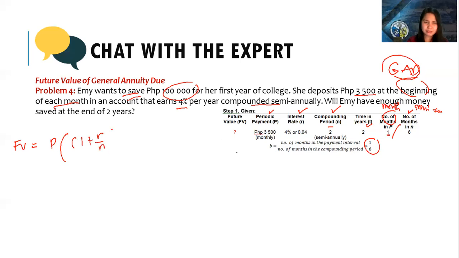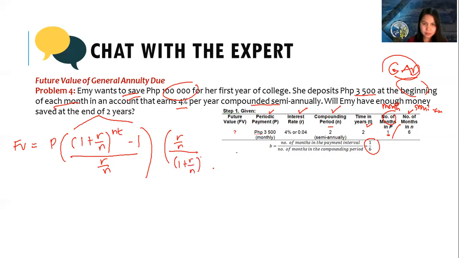Sorry, the formulas are very long. What if your calculator cannot solve it at once? You can solve this one first, then multiply by the other again. Multiply by this one, then this one also. Let us substitute.